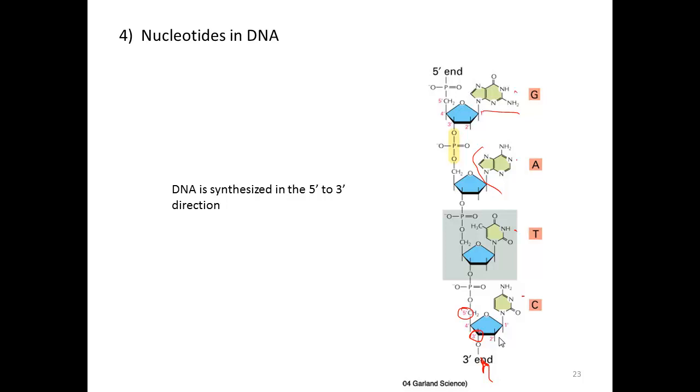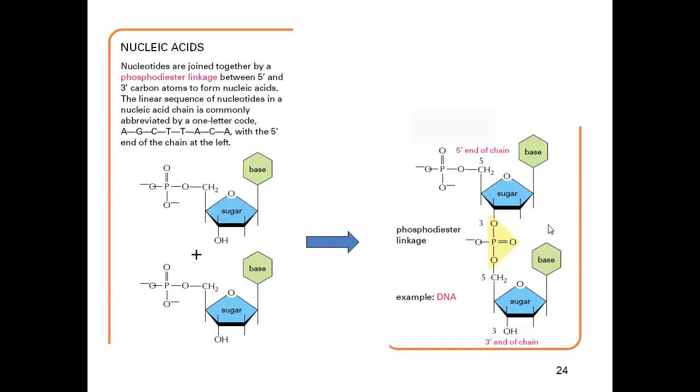You can tell this is DNA for two reasons. One, there's no hydroxyl group, which makes it a deoxyribose sugar. And two, the fact that T is used instead of uracil. This shows a phosphodiester linkage. Originally, this was a hydroxyl group, and this was a hydroxyl group, and now there is a phosphate unit that helps bridge the two sugars.